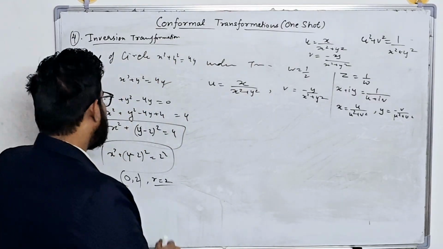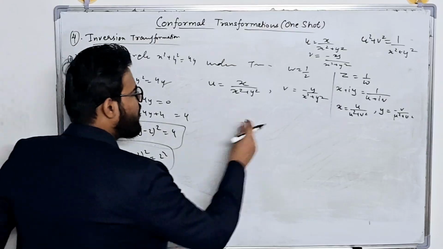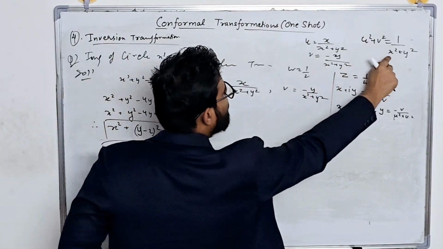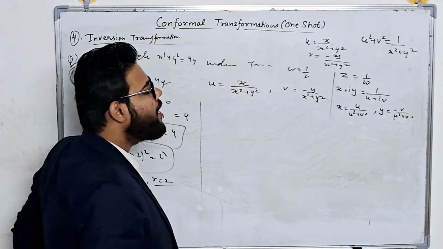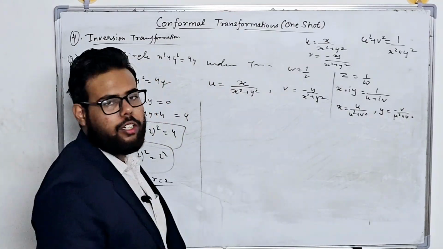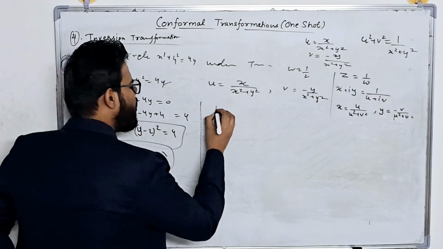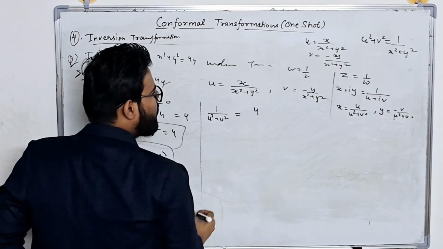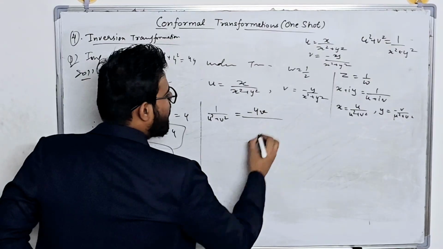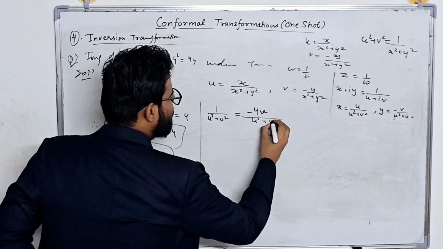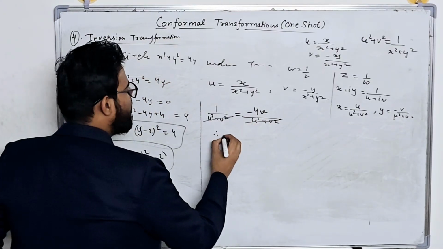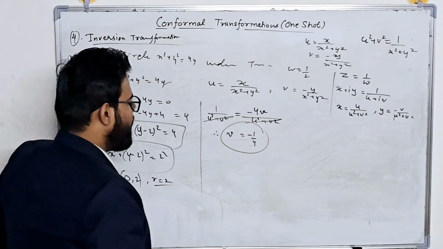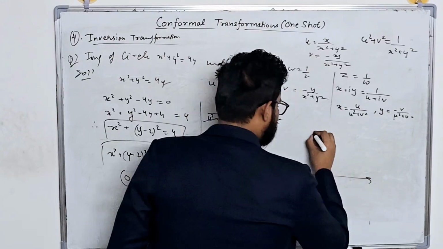Okay. So over here I have an equation in x and y. Hence we will use this one. So just substitute over here. What is x square plus y square? Well, u square plus v square was equal to 1 upon x square plus y square. Similarly, x square plus y square is equal to 1 upon u square plus v square. So it is equal to 1 upon u square plus v square is equal to 4y. What is y? y is equal to negative v divided by u square plus v square. So this and this get cancelled. Hence, we get the value v is equal to negative 1 upon 4. So in the w plane, it looks like this.